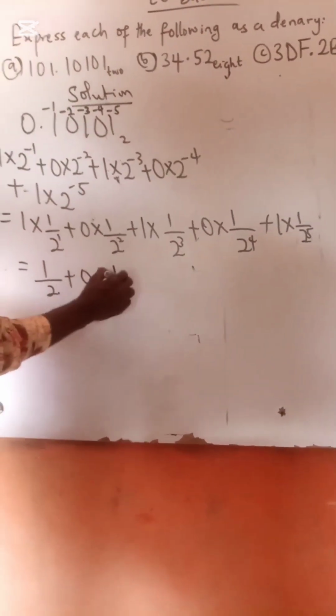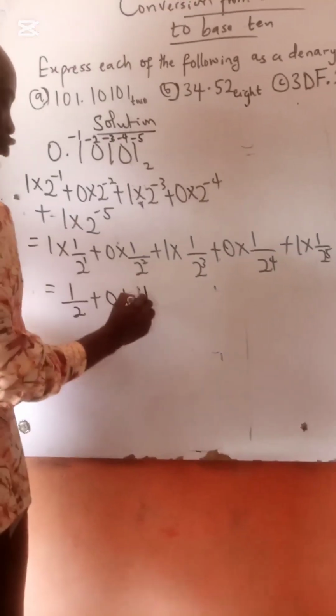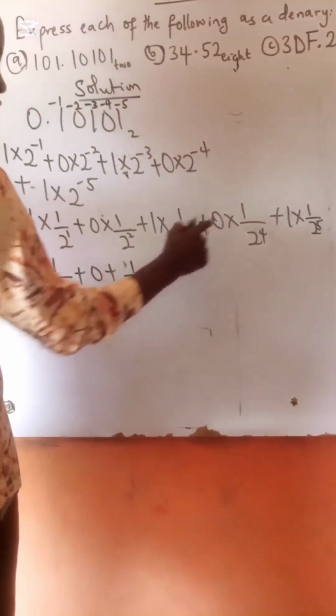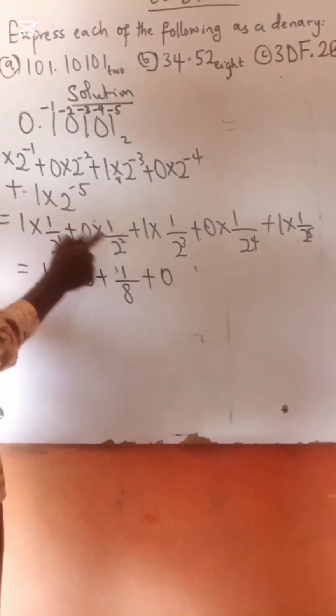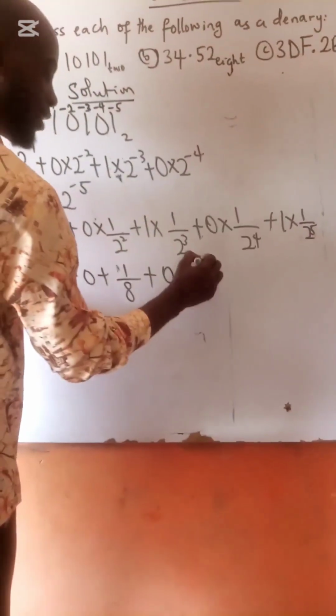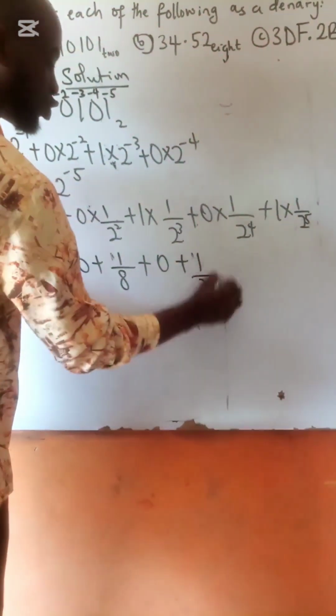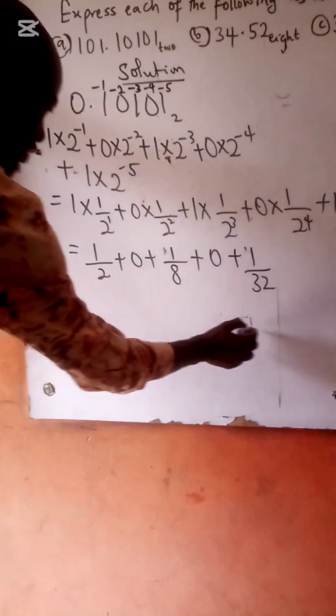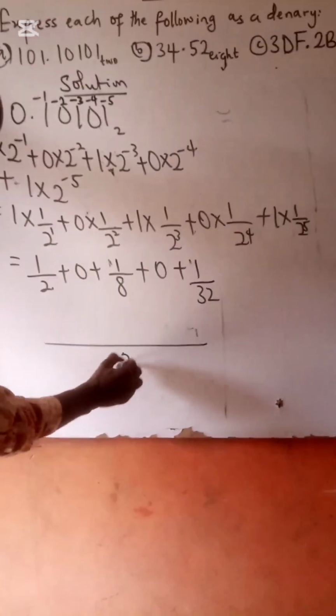0 divided by 2 power 3 is still 0. So this one is 1 times 1, and 2 power 3 is 8. This one is also 0, the same thing we did here, plus 2 power 5 is what? 32. Now, if we are to find the LCM here, it is 32, right?